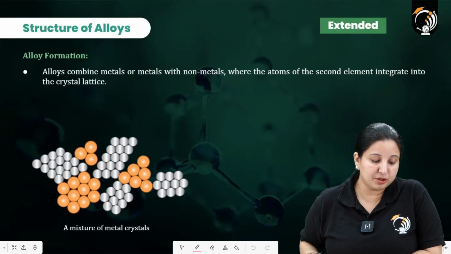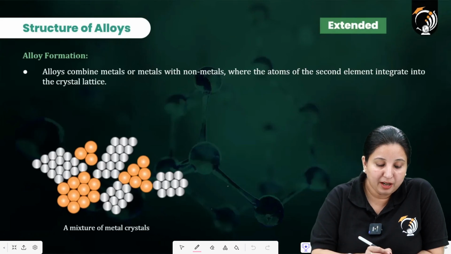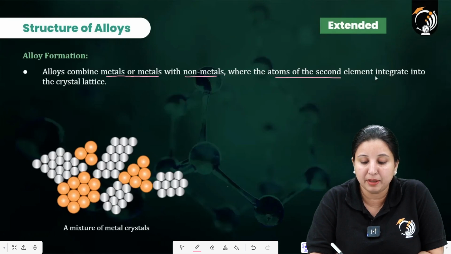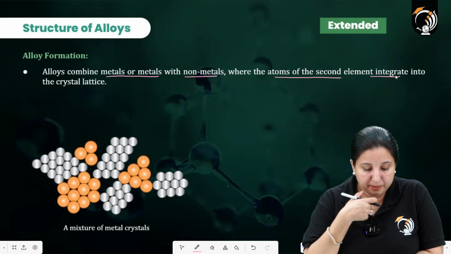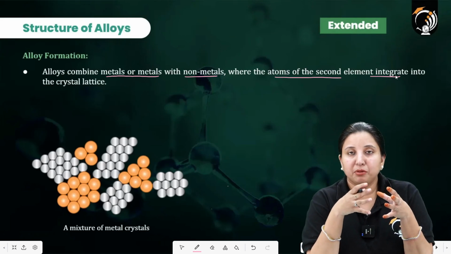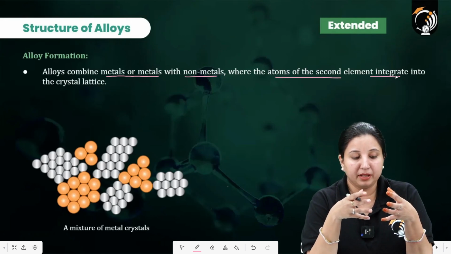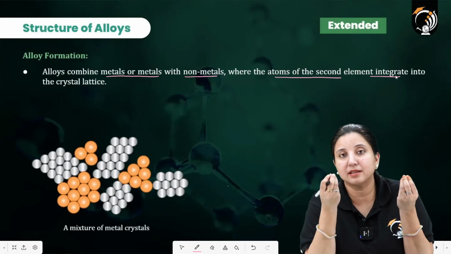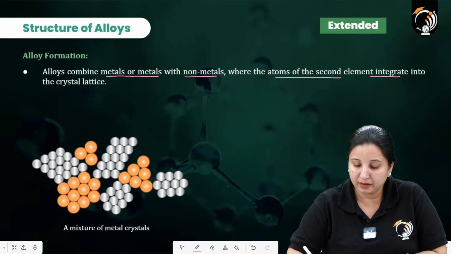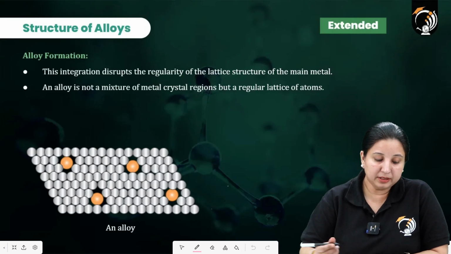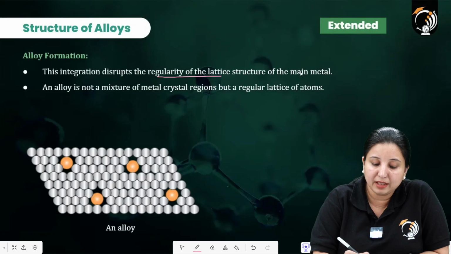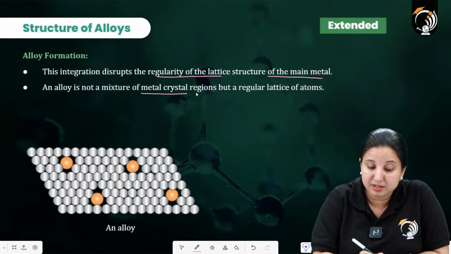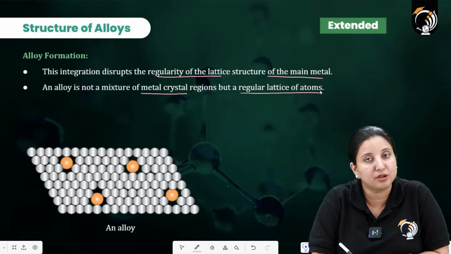If I talk about the structure of alloys or alloy formation, alloys combine metals or metals with non-metals, where the atoms of the second element integrate into the crystal lattice. Basically, if I have two types of metals, they are just going to combine with each other to form the alloy. That is the reason we call it a homogeneous mixture. Now, this integration disrupts the regularity of the lattice structure of the main metal, and an alloy is not a mixture of metal crystal regions, but a regular lattice of atoms.